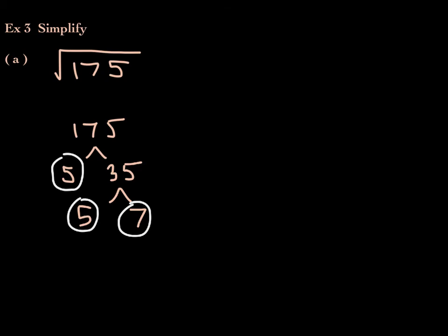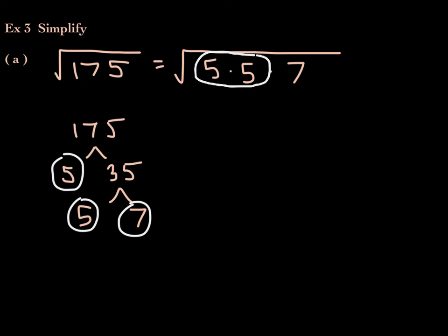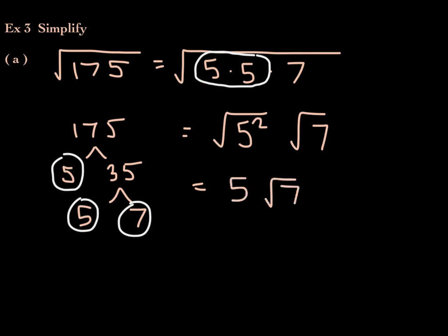And so what we can do is rewrite the square root of 175 as the square root of 5 times 5 times 7. Okay? And now, what is your index? Your index is 2. So I'll group these factors in groups of the index. And so notice that this is basically the square root of 5 squared times the square root of 7. So I did two things at once. I used the product rule, and then I also rewrote 5 times 5 as 5 squared. So this is just 5 times the square root of 7. So this is how to use prime factorization and a factor tree to help you simplify. Let's do another one.